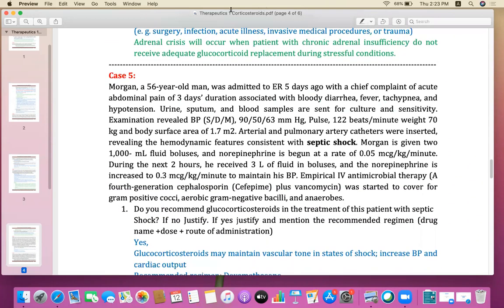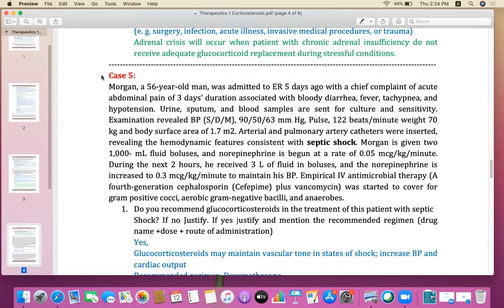Case 5. Now this is the case of septic shock. Instead of reading the whole case, I will explain it in summary form. And what is septic shock? Septic shock is due to infection; there is hypotension and shock, hypovolemic shock. And we discussed the therapeutic use of glucocorticoids. It is used in the treatment of shock, including septic shock.